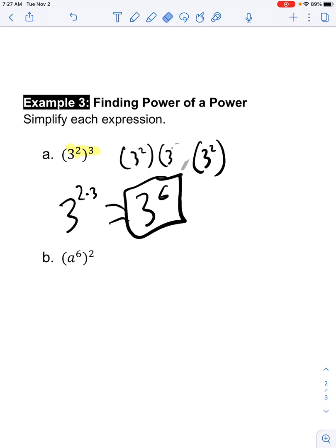Again, if you look at the example that we drew here, exponents mean to repeat the multiplication that many times. So whatever's in my parentheses is going to be multiplied by itself 3 times: 3 squared times 3 squared times 3 squared. 2 plus 2 plus 2 equals 6. So it's the same thing as saying 3 times 3 times 3 times 3 times 3 times 3.